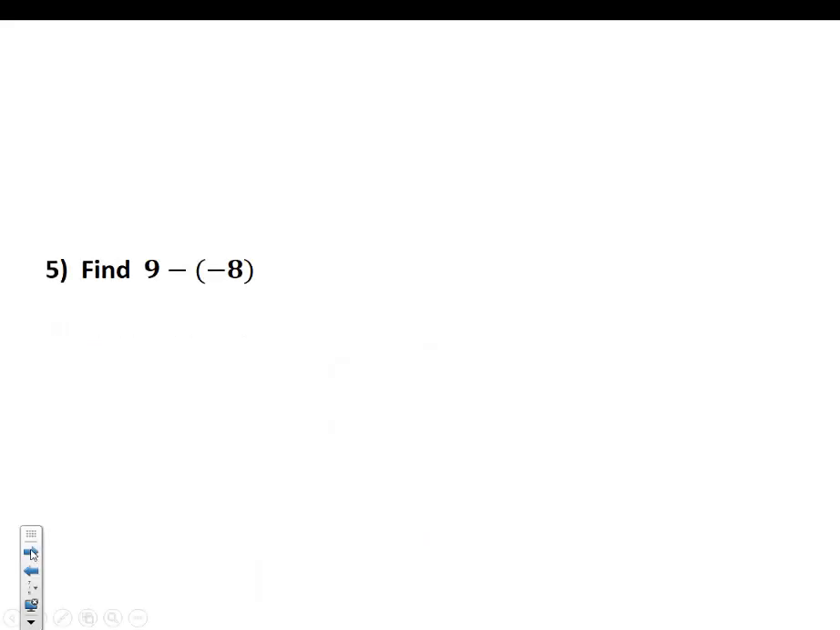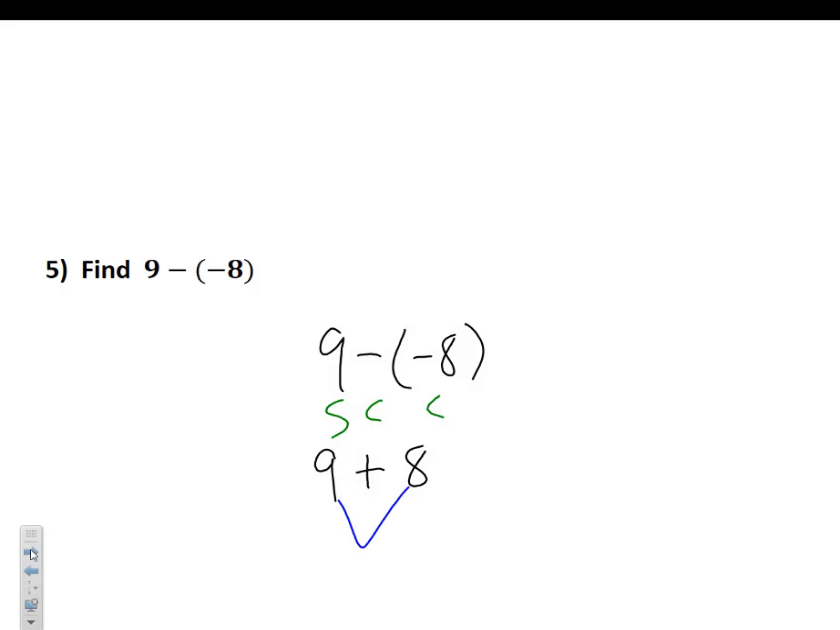Next example. Example number 5. 9 minus a -8. So we start with 9 minus a -8. I recognize I am subtracting. What do I need to do? Change to adding the inverse or adding the opposite. How do I do that? Same, change, change. So the positive 9 stays positive 9. The subtraction changes to addition. The -8 now changes to a positive 8. I recognize that I am adding. I'm adding the same signs. 9 and 8 is 17. They're both positive. The answer is positive 17.